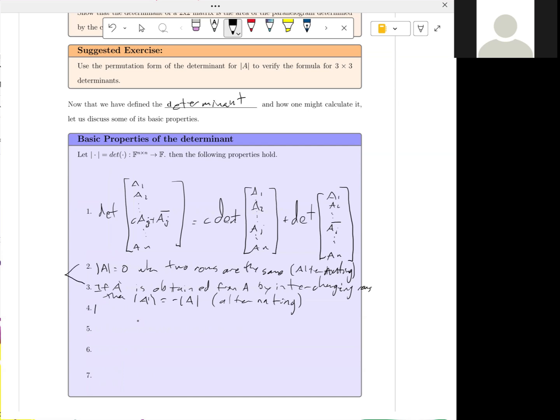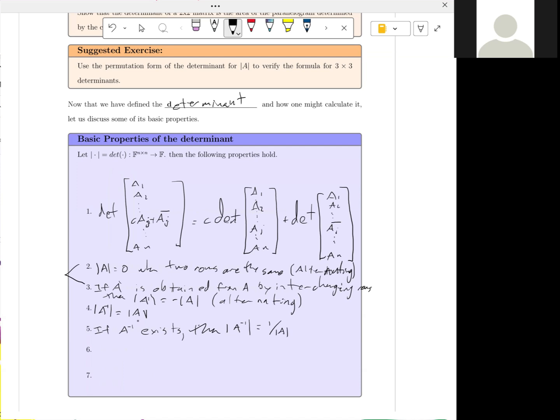Now, the next property is quite interesting. The determinant of A transpose equals the determinant of A. So adjoints have the same determinant. Okay. Now, if A inverse exists, then the determinant of A inverse equals 1 over the determinant of A.